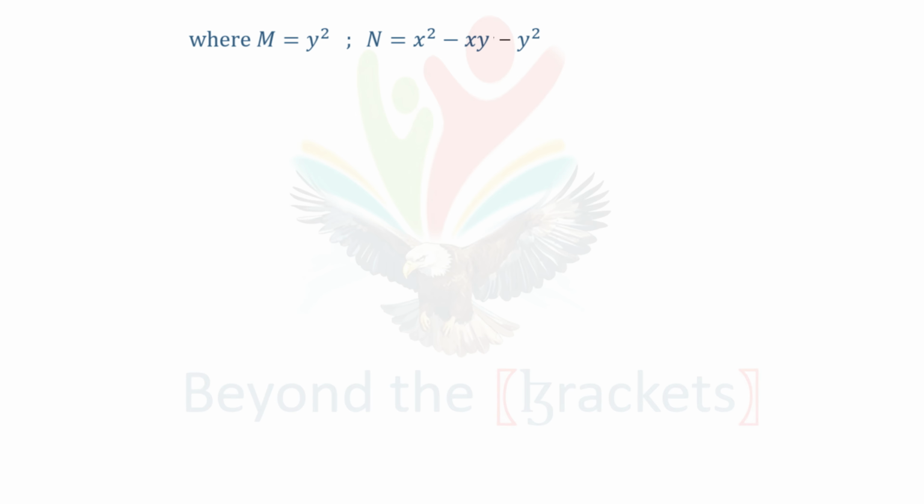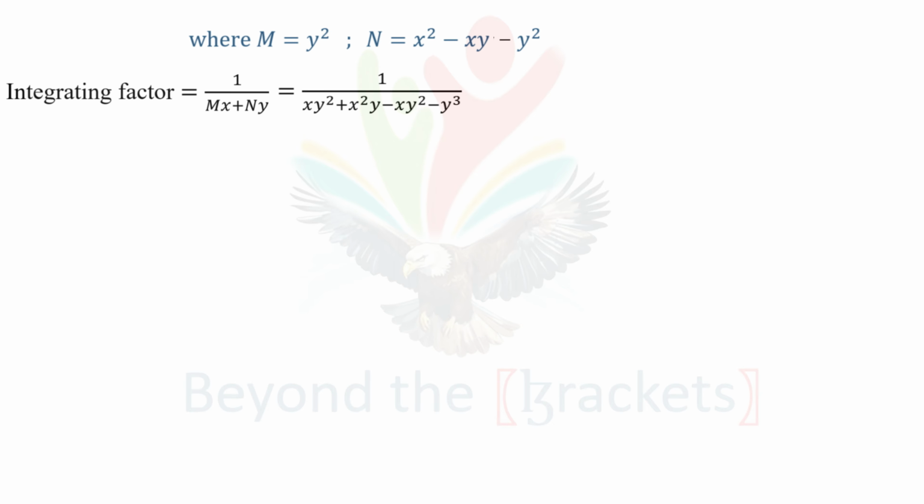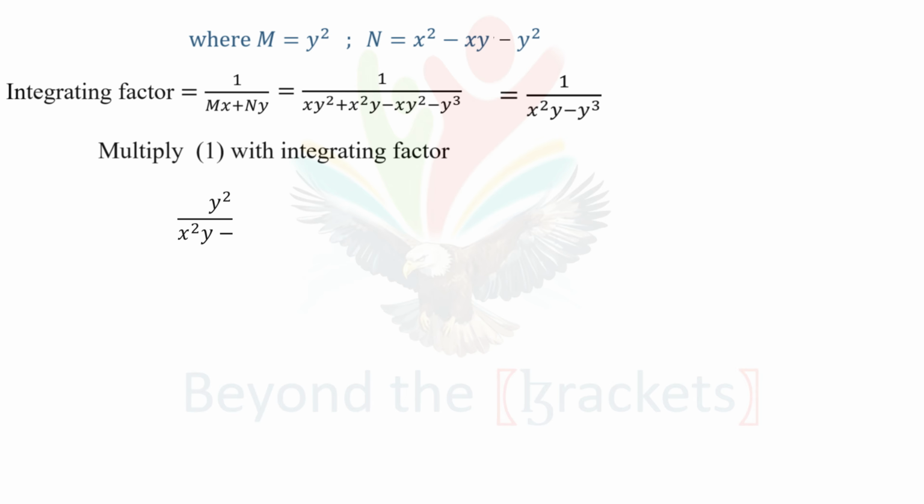For a homogeneous differential equation, integrating factor is given by 1 by Mx plus Ny. So Mx will be equal to xy square and Ny will be equal to x square y minus xy square minus y cube. So the integrating factor is 1 by x square y minus y cube. Multiplying equation 1 with the integrating factor, we get y square by x square y minus y cube into dx plus x square minus xy minus y square by x square y minus y cube into dy equal to 0. So this is the new differential equation. Again, coefficient of dx will be M1 and coefficient of dy will be N1.